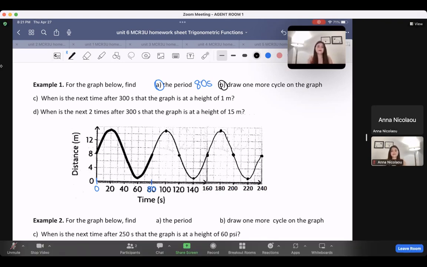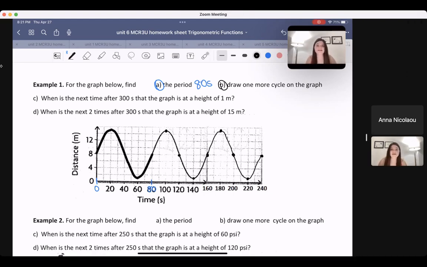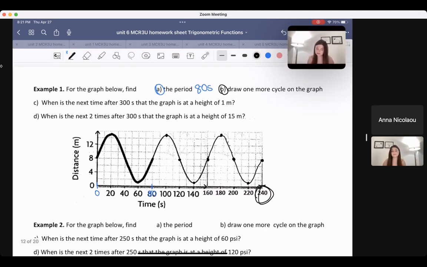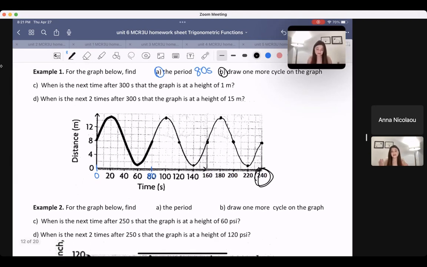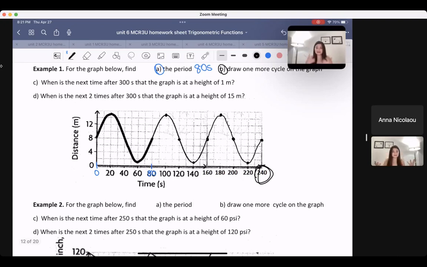Okay, then question C asks, when is the next time after 300 seconds that the graph is at a height of 1 meter? So you might look at this graph and say, well, there isn't 300 seconds. We stopped at 240 seconds, so how are we supposed to know that? Well, here's the thing. The graph repeats, right? It repeats. And so we're going to be able to figure out, based on what we've already drawn, when the next time after 300 seconds we get 1 meter.